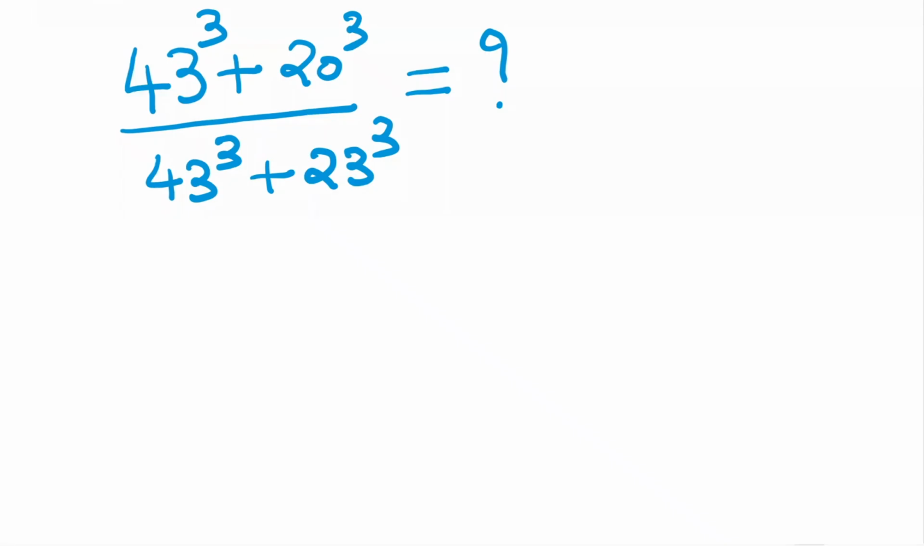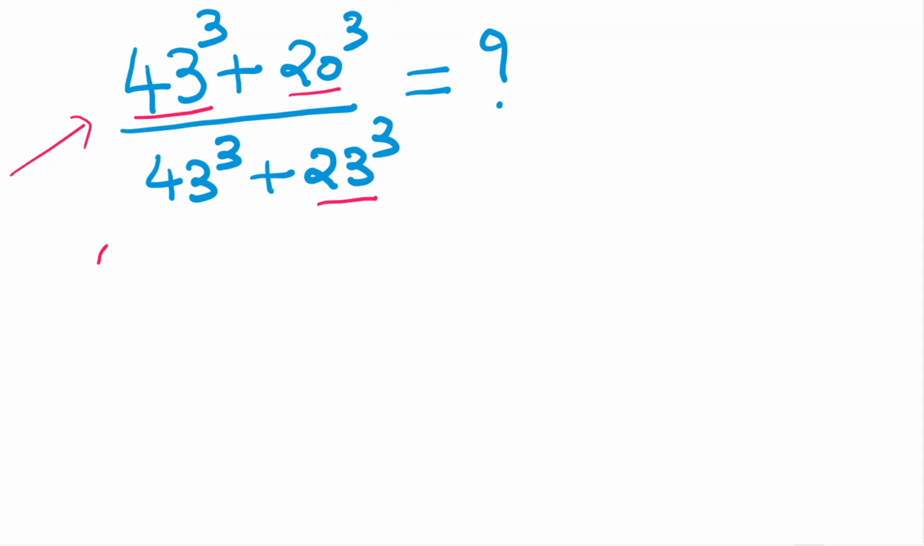Hi friends, in this video, we'll try to find out what is the value of 43 cube plus 20 cube, everything over 43 cube plus 23 cube without using a calculator. The very first thing I can see is this 20 and 23. If I add them, what am I getting is 43. So I'm going to replace my 43 with 23 plus 20.